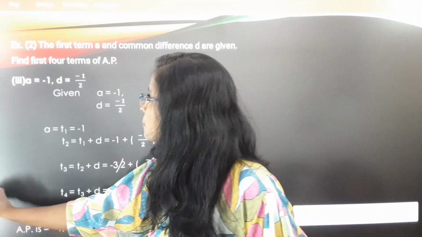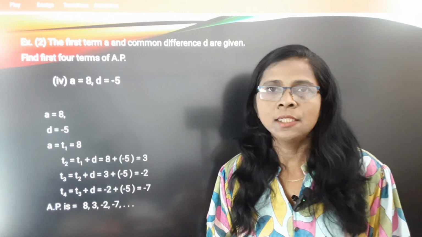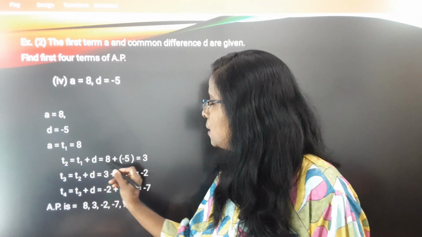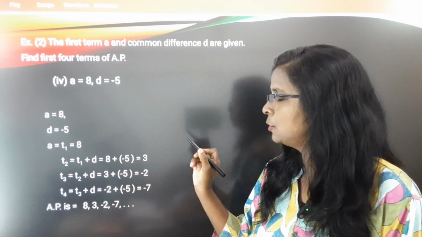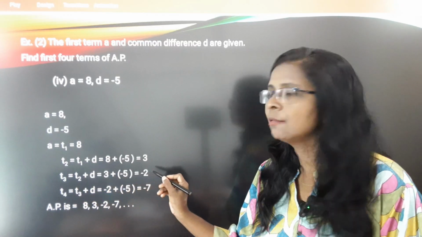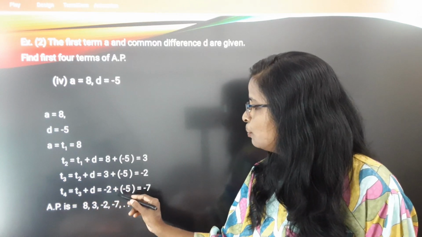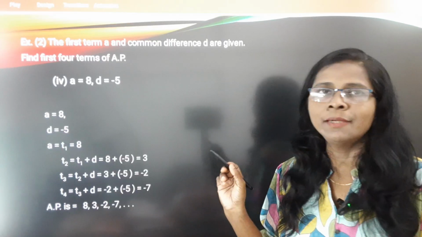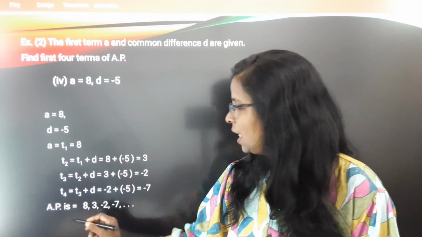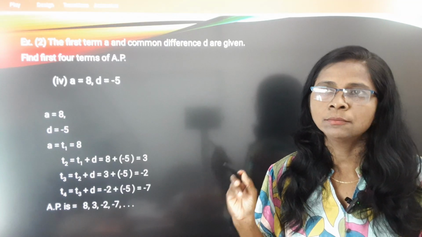Okay, students? One more example, students. A is equal to 8, D is equal to minus 5. A is nothing but T1, the first term. T1 is equal to 8. T2 is equal to T1 plus D is equal to 8 plus minus 5 is equal to 3. T3 is equal to T2 plus D is equal to 3 plus minus 5 is equal to minus 2. T4 is equal to T3 plus D is equal to minus 2 plus minus 5 is equal to minus 7. Here we have the terms, so we can form the AP. So the AP is 8, 3, minus 2, minus 7, and so on.